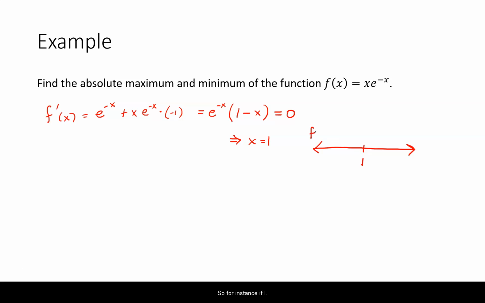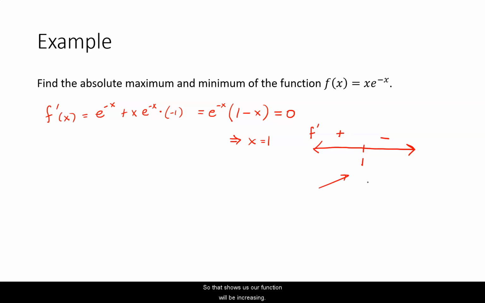So for instance, if I evaluate f prime at a value that's greater than 1, say x equals 2, f prime will be negative there, right? We can see that e to the negative x will always be positive, times 1 minus something greater than 1 will of course be negative. On the other hand, if I choose a value of x that is smaller than 1, say x equals 0, we'll get a positive value.